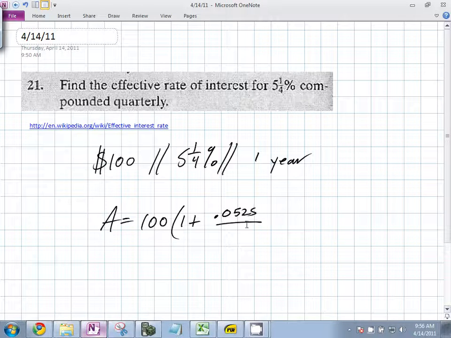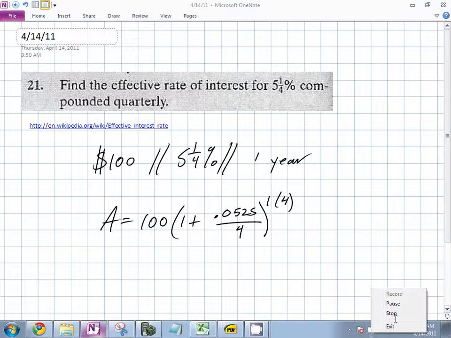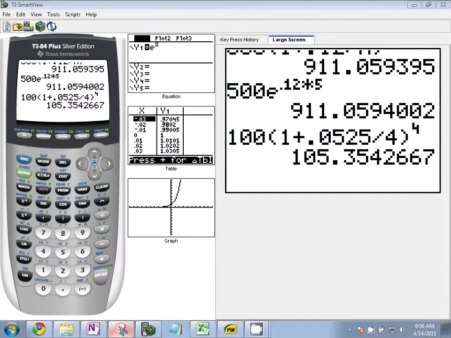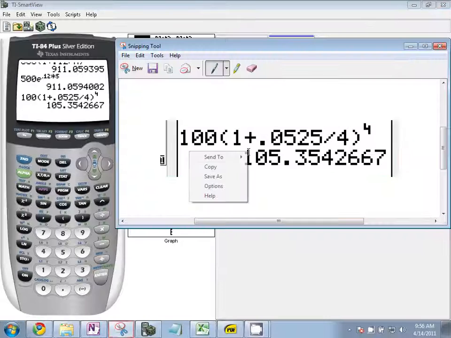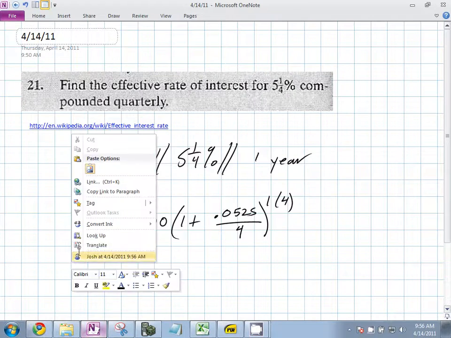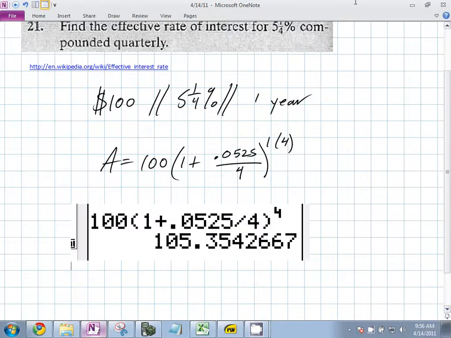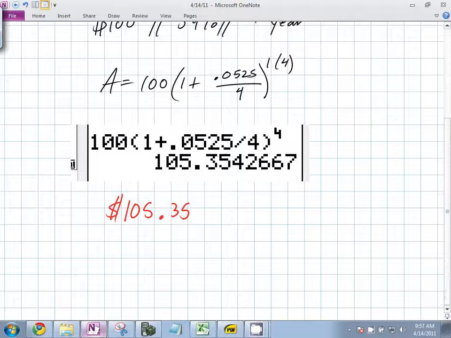To the? Exactly, good. So what are you going to need to use in order to compute that? And this is what we ended up with. So you ended up with how much money? $105 and 35 cents. Correct, exactly.